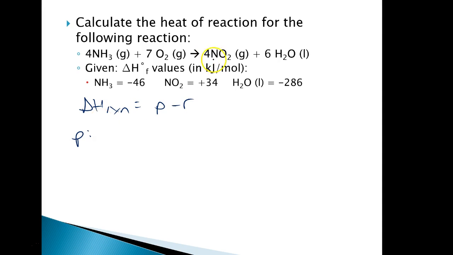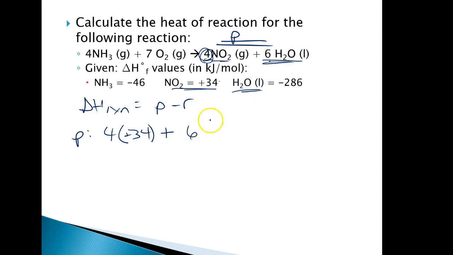Products first. Products, remember, they're on this side of the arrow. I have NO2, and I give you the number. Now notice there's 4 of them in my balanced equation. This is in kilojoules per mole. I need to account for that 4 when I'm doing this. So I need to take 4 times the 34, add it to the water. And water you want to watch out for because there's sometimes a gas too. This one's liquid. There are 6 of them, so 6 times negative 286. And literally I am going to solve that right now before I move on.